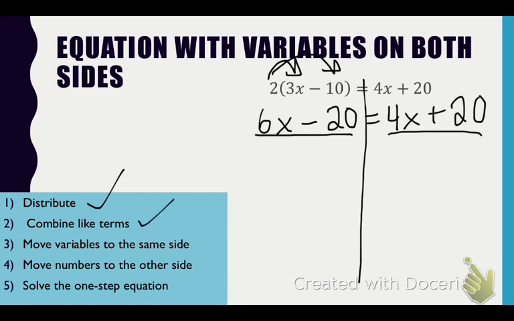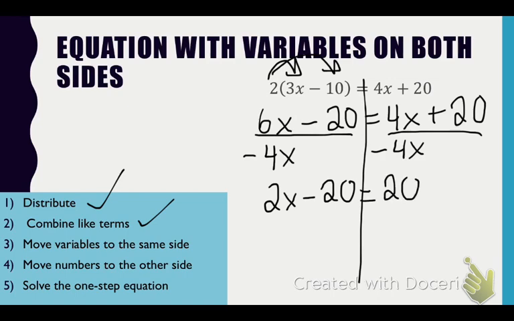I'm done with that. Now I need to move variables to the same side. So I can either move the 6x to the right or the 4x to the left. And I'm going to move the 4x to the left. So I'm going to subtract 4x from both sides. 6x minus 4x is 2x. 2x minus 20 equals 20. Variables are all on the same side.